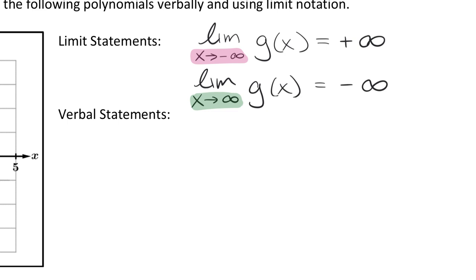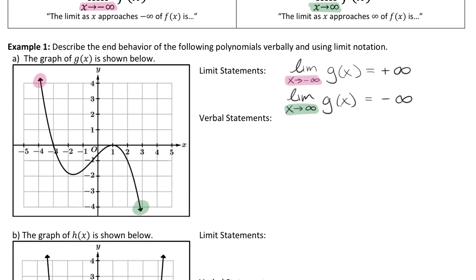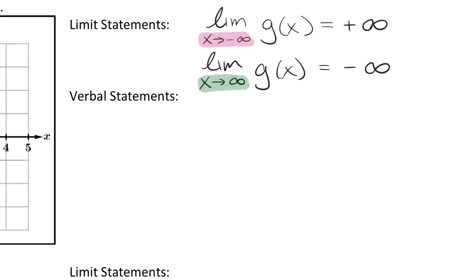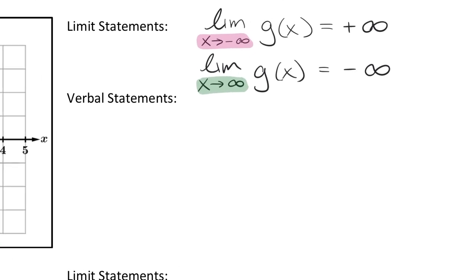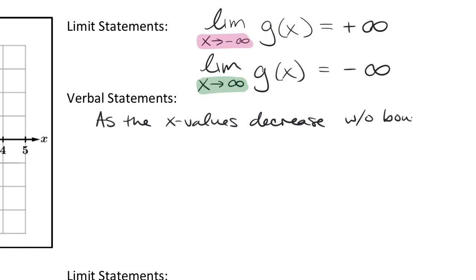Now the other thing we're going to need to be able to do is, we won't have to write the verbal limit statements for anything but my class. The test does not have it, but we need to be able to read the verbal statements for end behavior. So we're going to practice writing them, because if we can write them, we can read them. The way that we would verbally talk about the left side end behavior is as follows. We would say, as the x values decrease without bound, are y'all okay with W/O for without? Yeah. Okay, without bound, comma.